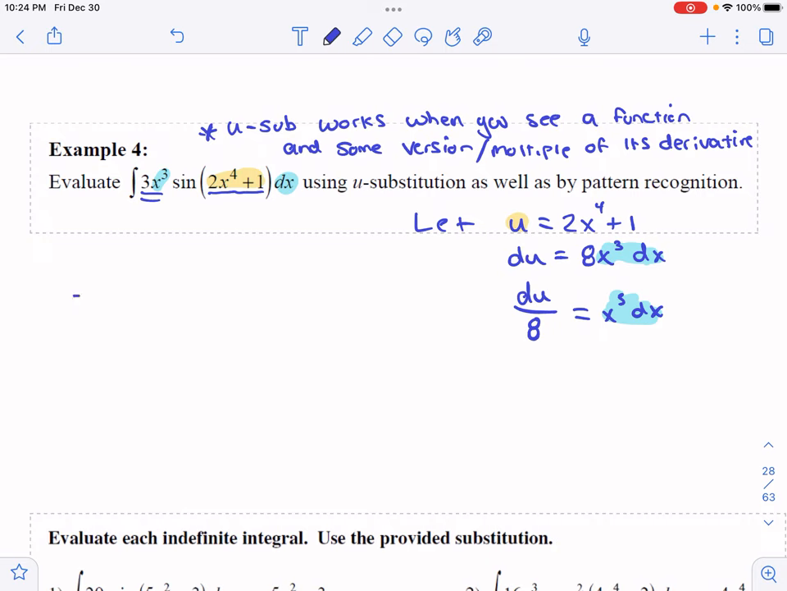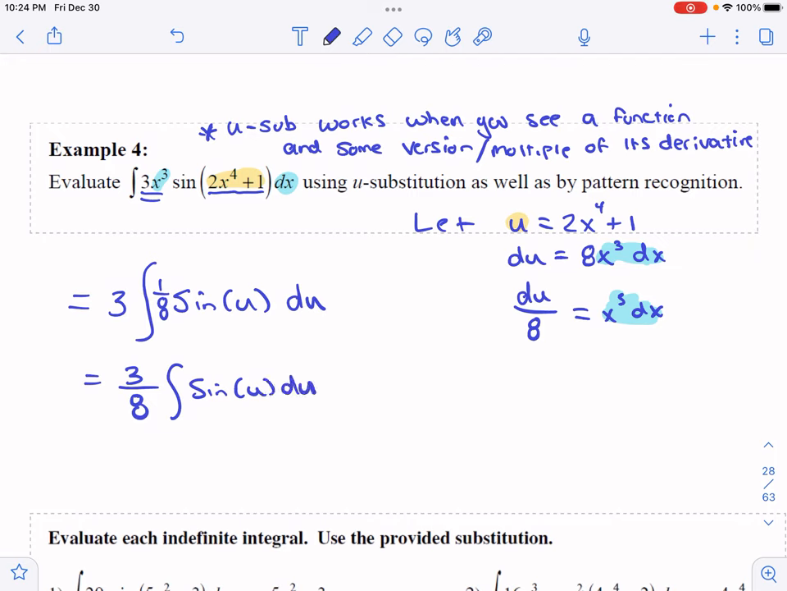So let's see what happens here. I would take a 3 out. x cubed dx, it doesn't matter if they're all split; think of this as all being multiplied. x cubed dx is now just du over 8. And I have sine of the thing that I'm calling u. So all in all, du over 8 is what's in blue. So I might just put a 1/8 here. I can even take the 1/8 out and represent it like this. But the point is, what you're left with is a much more straightforward indefinite integral.